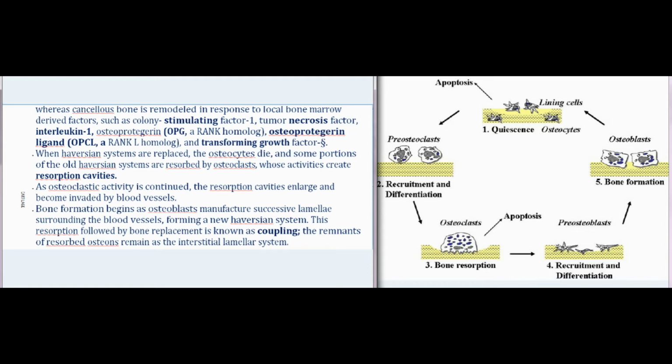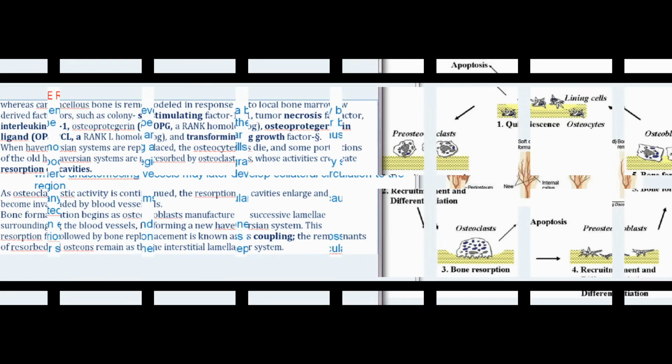When Haversian systems are replaced, the osteocytes die, and some portions of the old Haversian systems are resorbed by osteoclasts, whose activities create resorption cavities. As osteoclastic activity continues, the resorption cavities enlarge and become invaded by blood vessels. Bone formation begins as osteoblasts manufacture successive lamellae surrounding the blood vessels, forming a new Haversian system. This resorption followed by bone replacement is known as coupling. The remnants of resorbed osteons remain as the interstitial lamellar system.